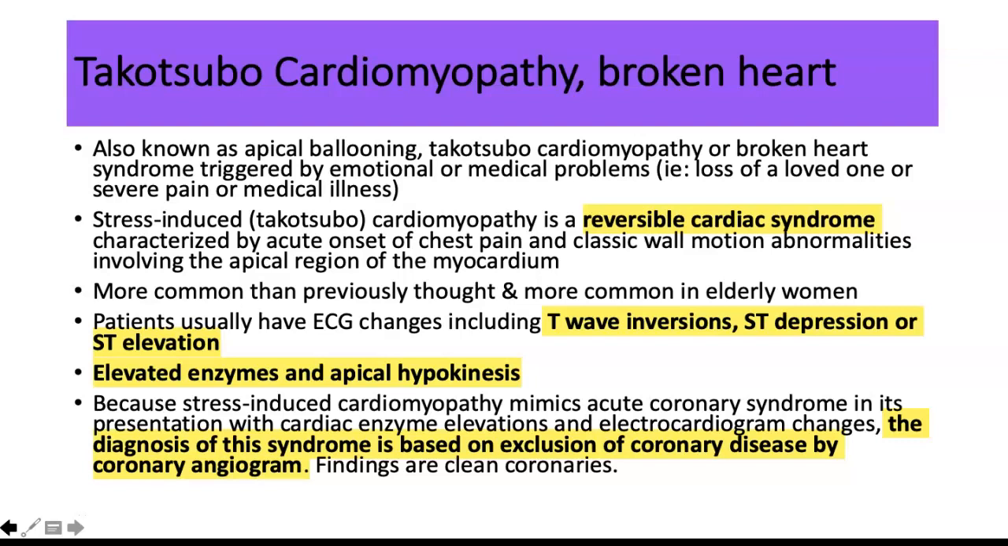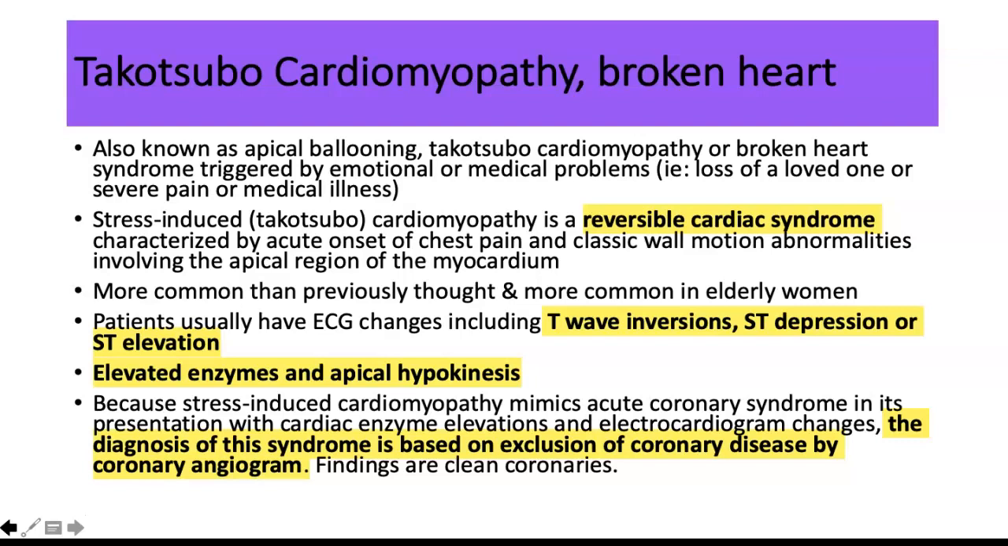This is more common than previously thought and more common in elderly women. Patients usually have EKG changes, including T-wave inversions, ST depressions, or even elevation. And that's coupled with their onset of chest pain that seems like a classic acute coronary syndrome. They will also have elevated cardiac enzymes. However, they will have a clean coronary cath.